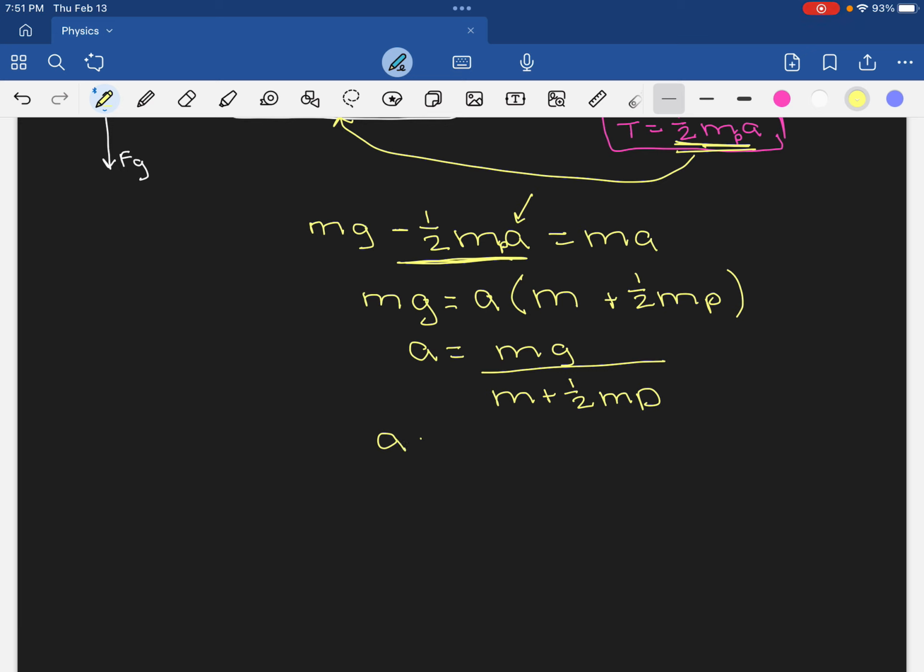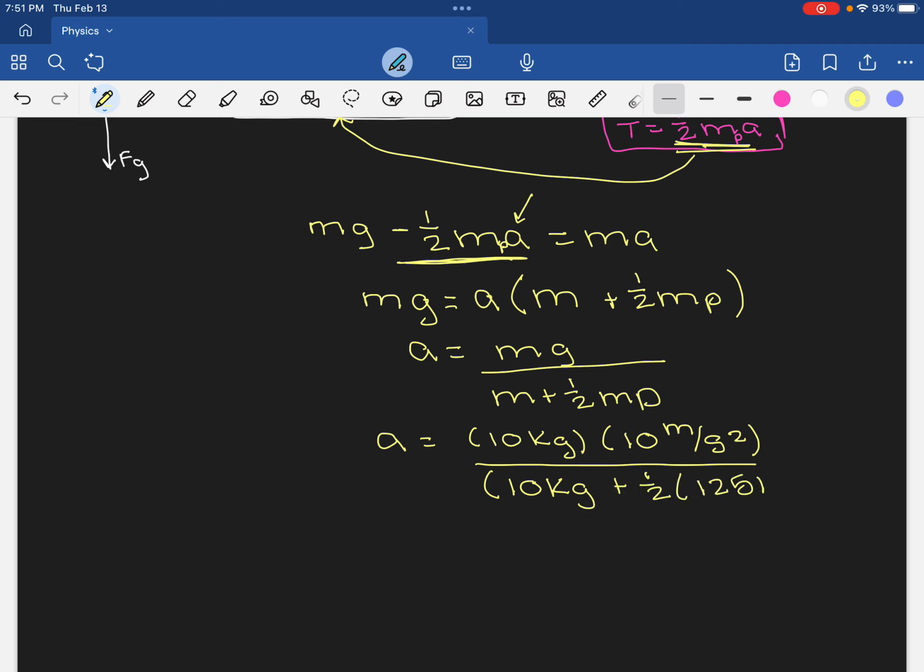So let's plug in what variables we have here now. In our problem, we are told that the mass of the block is 10 kilograms. We know the acceleration due to gravity, we're just going to use our nice even 10. And we're going to divide that by, again, the mass of the block, which was 10 kilograms, plus 1/2 the mass of the pulley, which in this problem was a pretty heavy pulley. It was 125 kilograms. So what we end up getting here is that our linear acceleration is 1.38 meters per second squared.